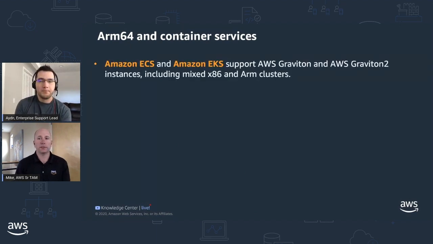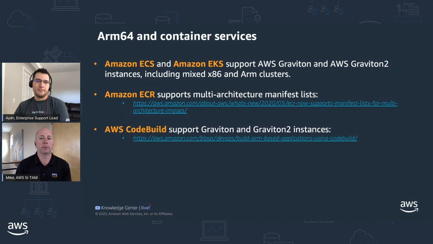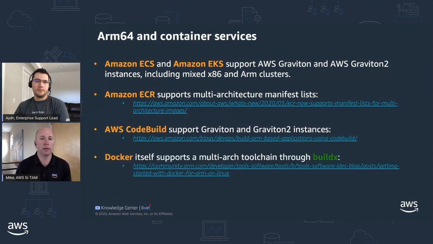Yeah, the container ecosystem on AWS has terrific support for Graviton2. EKS and ECS both support Graviton and Graviton2 based instances today. ECR supports multi-arch manifests, and CodeBuild can be leveraged to build container images for both x64 and ARM-based instances in parallel. Docker itself supports a full multi-architecture toolchain through its new Docker buildx command, which is going to give us the ability to build for either ARM64 or x86 with one code base.